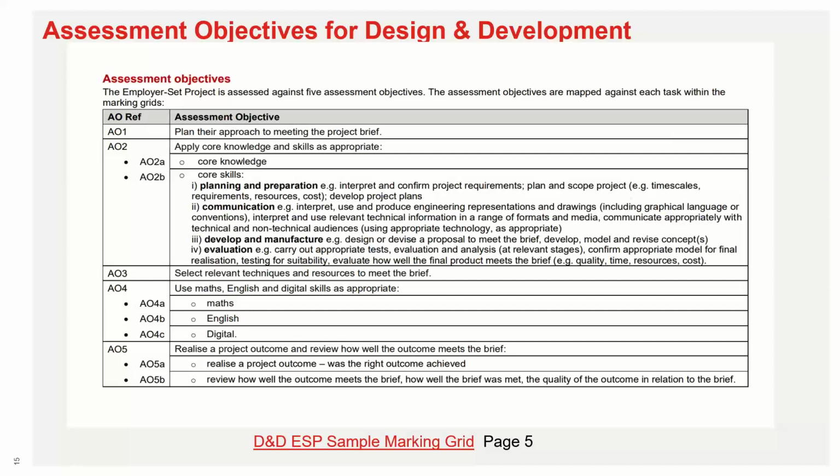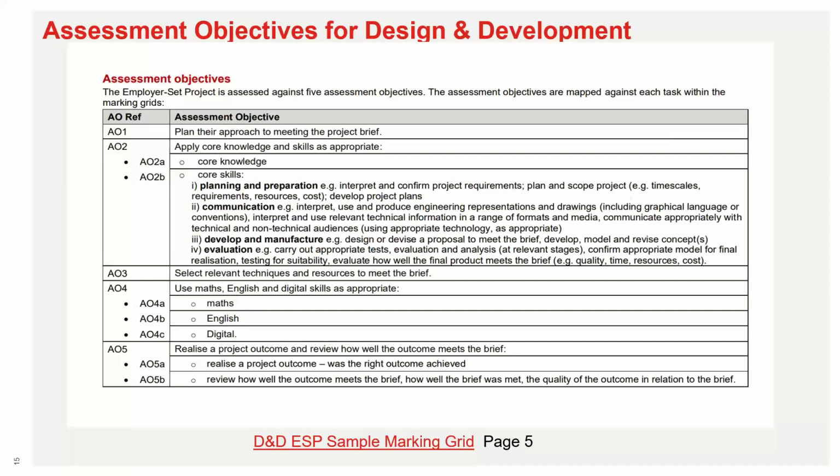We've got AO2A, which is about application of knowledge, core knowledge, and then we have AO2B, which is about application of core skills. And you can see where we're looking at what those core skills are, because we referred to those core skills earlier on in the presentation. AO3: did they select the relevant techniques and resources to meet the brief? And there you can see we've got AO4, which is the use of maths, English and digital skills. So where you see AO4A, maths is going to be assessed within that. AO4B is English and AO4C is digital.